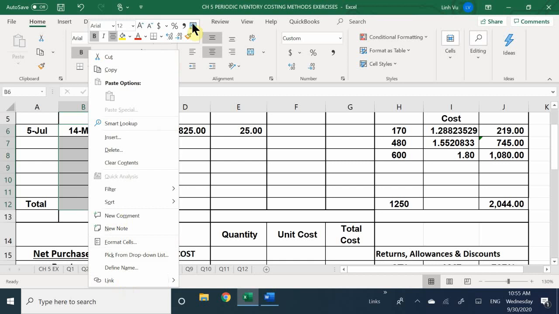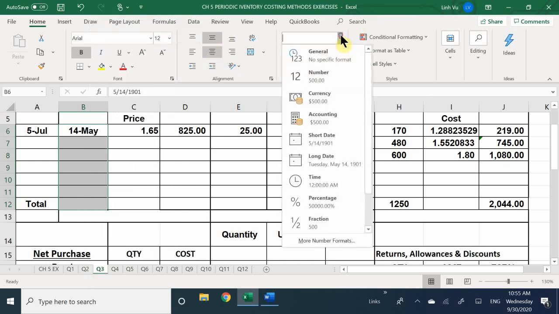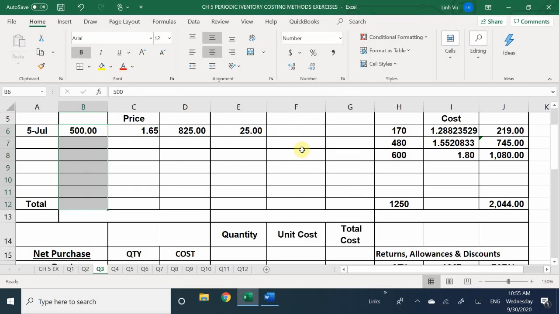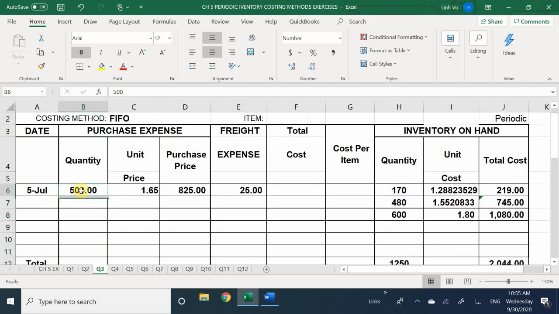By me accidentally entering in the wrong information, I've actually ended up converting this into the date. So I'm going to fix it like that, okay? So good. Again, my number still came out just fine.